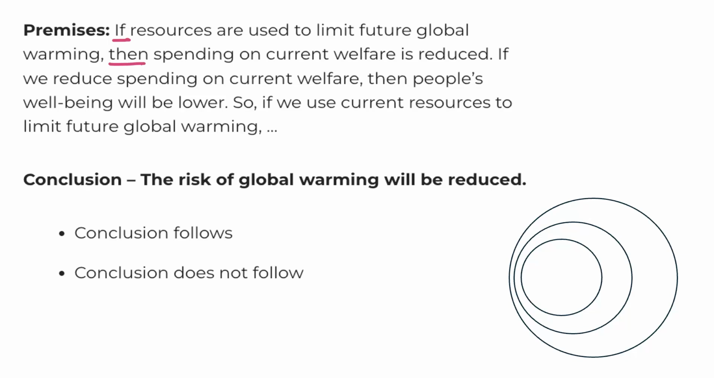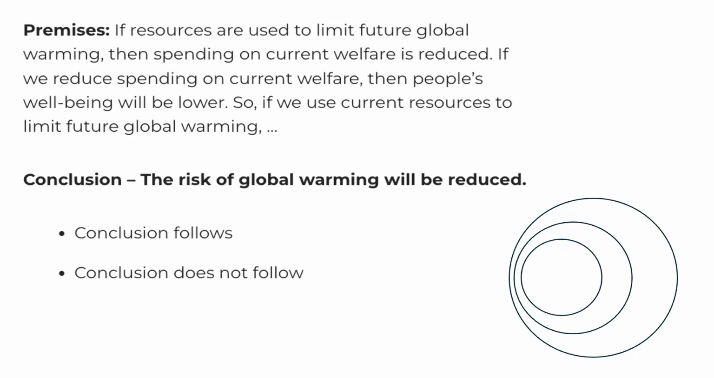So if-then statements are set up in such a way that if the first part, the if part, is true, then what follows, the then part of the statement, must be true. So for example, in this first sentence, if resources are used to limit future global warming, then spending on current welfare is reduced. So again, if this happens, if resources are used to limit future global warming, then what must be true is spending on current welfare is reduced.